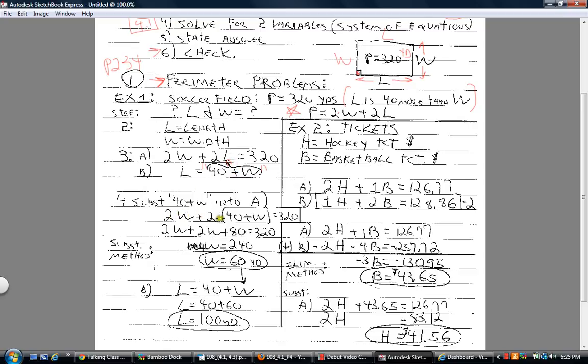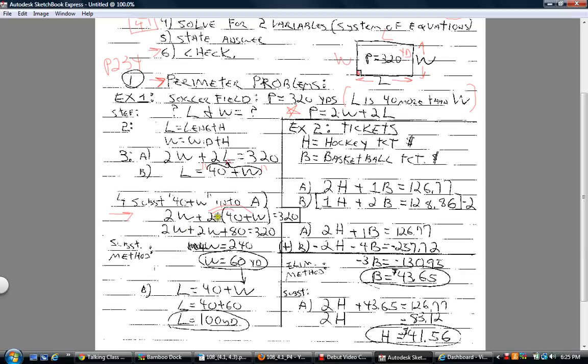2W plus here's the 2. Instead of putting L, you put the expression 40 plus W equals 320. Okay, there's your step now that you are ready to work with your equation. Now, you're solving for W first. Okay, that's fine. And what's your distributive property here?